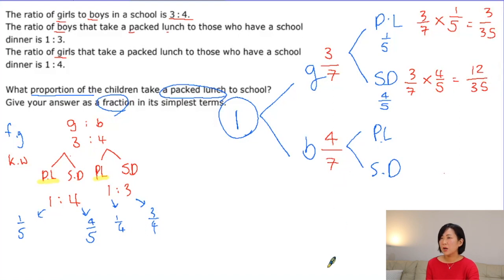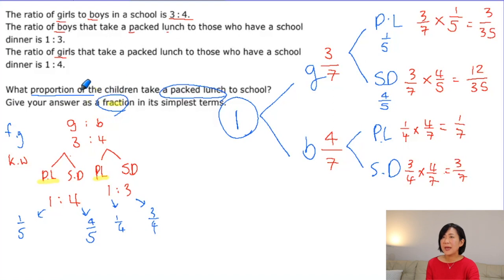Now thinking about it, 4/7, the number of boys is 4/7. Then among them, 1/4 of boys having packed lunch. Simplify, there is 1/7. Then again, 3/4 of the 4/7 boys are having school dinner. That gives you 3/7. You add them together, same as the fraction of boys, right? Now, let's focus on our final goal.